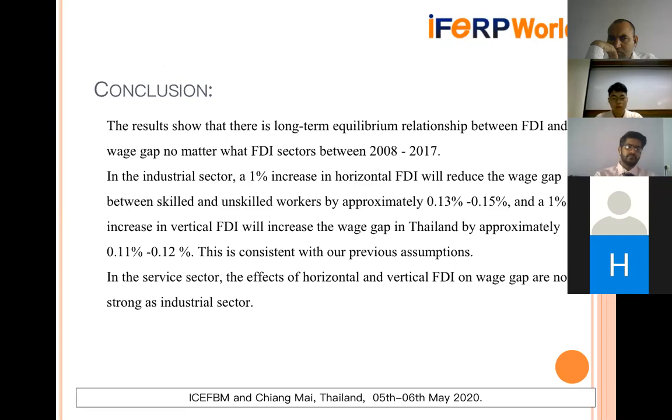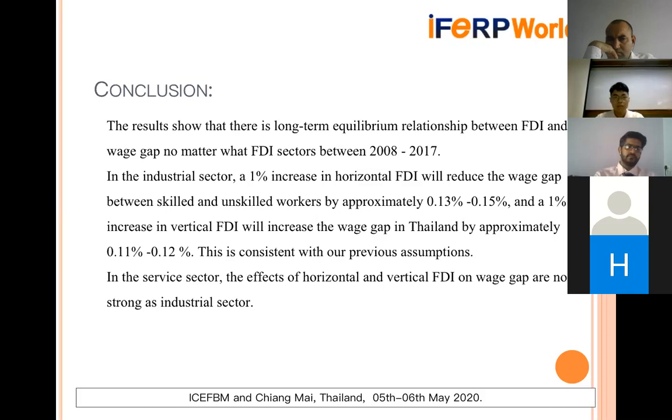The first part, the conclusion. The result shows that there is a long-term equilibrium relationship between FDI and wage gap, no matter what the FDI sector, between 2008 and 2017. In the industrial sector, a 1% increase in horizontal FDI will reduce the wage gap between skilled and unskilled workers by approximately 0.13% to 0.15%, and a 1% increase in vertical FDI will increase the wage gap in Thailand by approximately 0.11% to 0.12%. This is consistent with our previous assumptions.